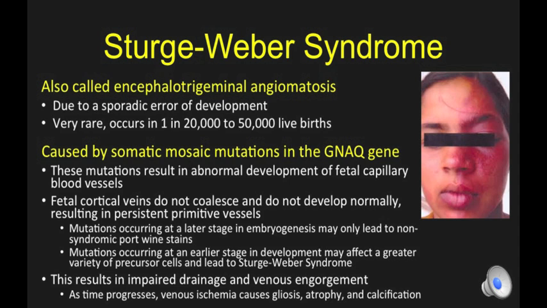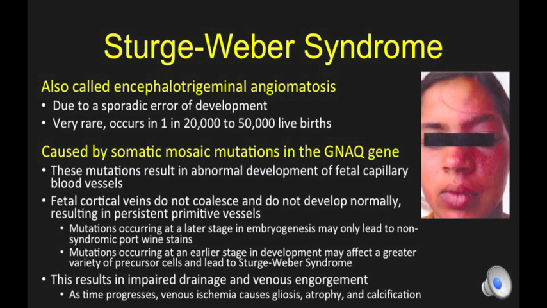It is caused by somatic mosaic mutations in the GNAQ gene. These mutations result in abnormal development of fetal capillary blood vessels. The fetal cortical veins do not coalesce and do not develop normally, resulting in persistent primitive vessels.